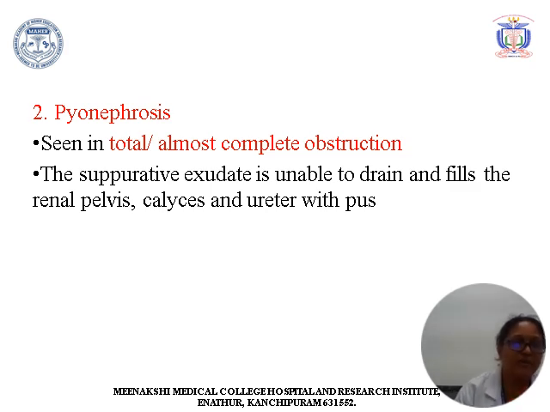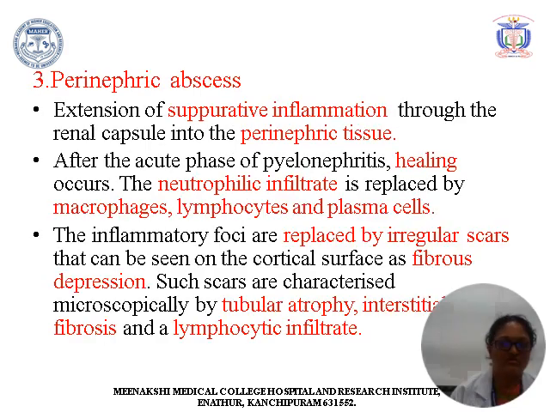The second complication is pyonephrosis, which is seen in total or almost complete obstruction. The suppurative exudate is unable to drain and fills the renal pelvis, calyces and ureter with pus. Perinephric abscess: extension of suppurative inflammation through the renal capsule into the perinephric tissue.